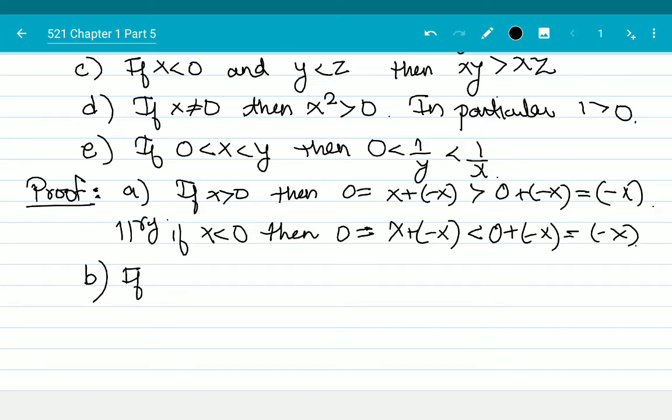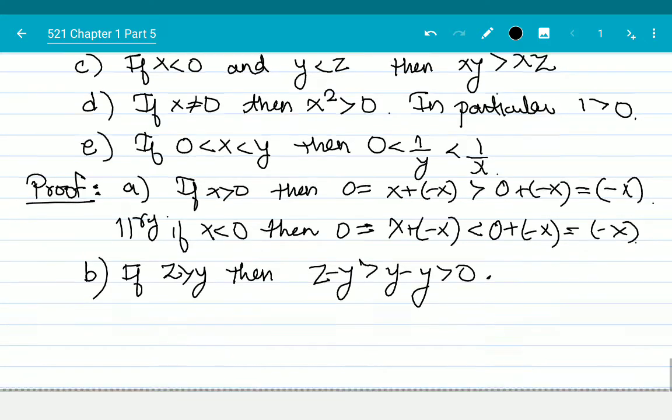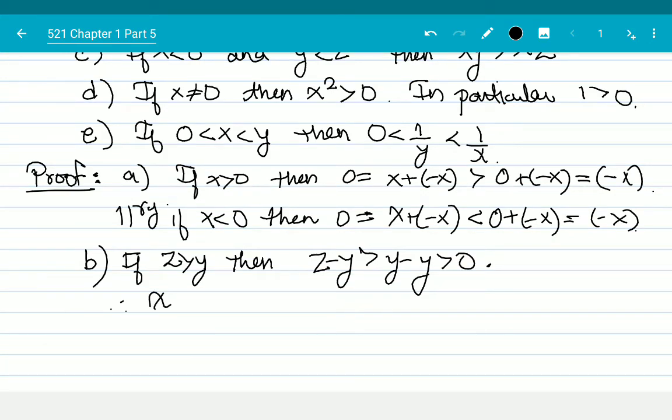Second, if z is greater than y, then what does that mean? Well, then z minus y is greater than 0, right? How to prove that? Well, z minus y is greater than y minus y, which is 0. So z minus y is positive, right? Well, x is greater than 0, z minus y is greater than 0. Therefore, x times z minus y is greater than 0. Therefore, xz minus xy is greater than 0.